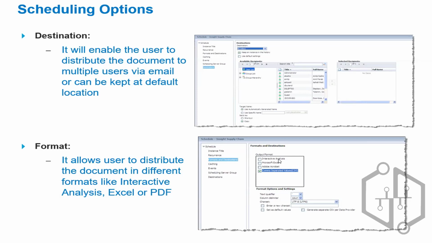Format, these are the formats that are supported. Interactive analysis or Web Intelligence means it is like a normal web report, Microsoft Excel or Adobe Acrobat or CSV file. Adobe Acrobat means PDF. So these are the formats that are allowed, and these are the types of destinations that are allowed.